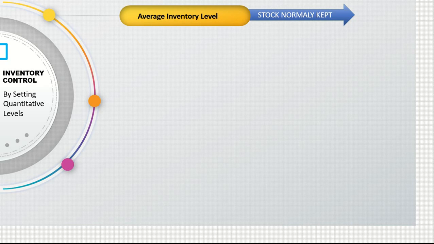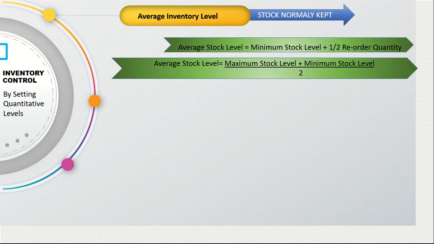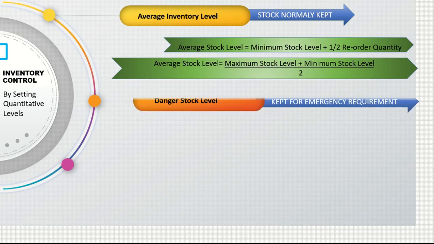Average inventory level is the quantity of material that is normally held in stock over a period. It is also known as normal stock level. It can be calculated as below. Average stock level equals minimum stock level plus half reorder quantity. Alternatively, it can be calculated as below. Average stock level equals maximum stock level plus minimum stock level, divided by 2.